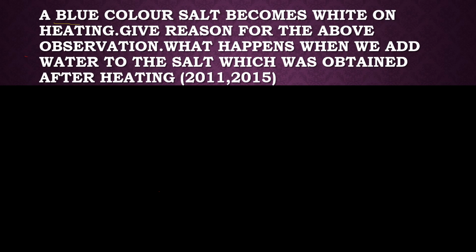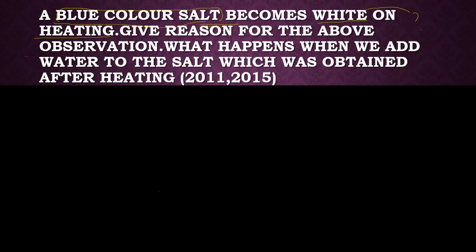They have just mentioned a blue color salt, but by now, I'm sure that you would have found the salt name. Yes, it's copper sulfate. Now, they are just talking about a small experiment here. So what happens when the copper sulfate is subjected to heating? The color becomes white. We have to explain why the color turned to white. And what happens when we add water to that salt again? Whether we can see any color change, we have to mention that.